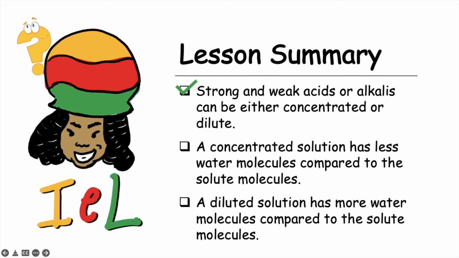Strong and weak acids or alkalis can be concentrated or dilute. A concentrated solution has less water molecules compared to the solute molecules. A dilute solution has more water molecules compared to the solute molecules.